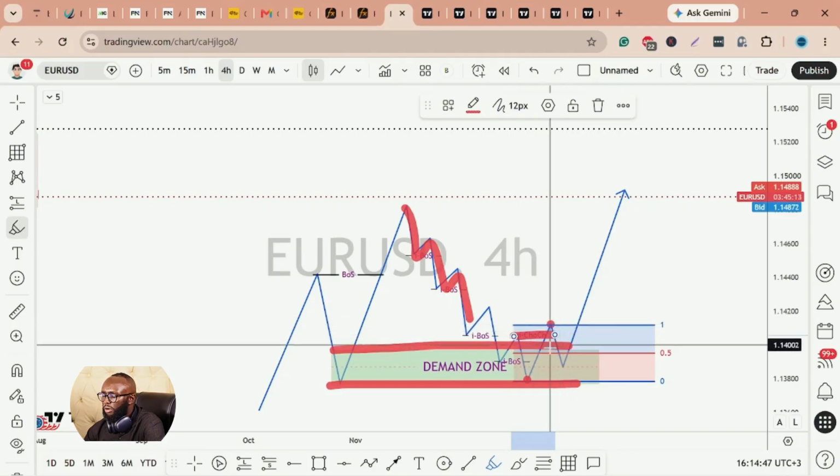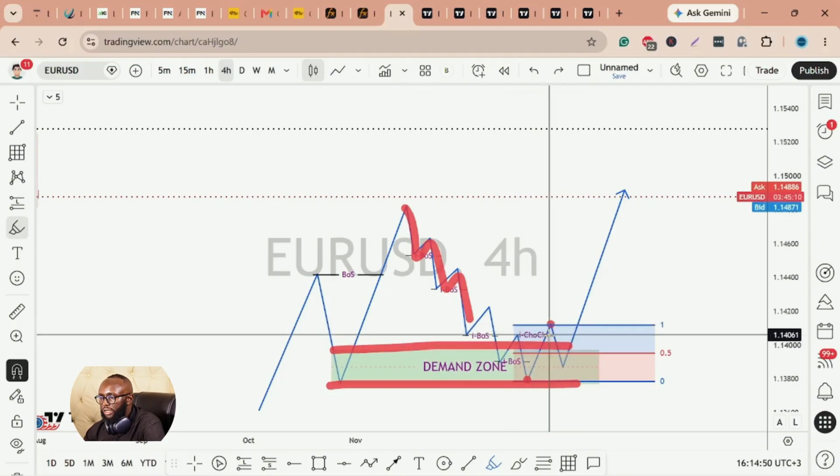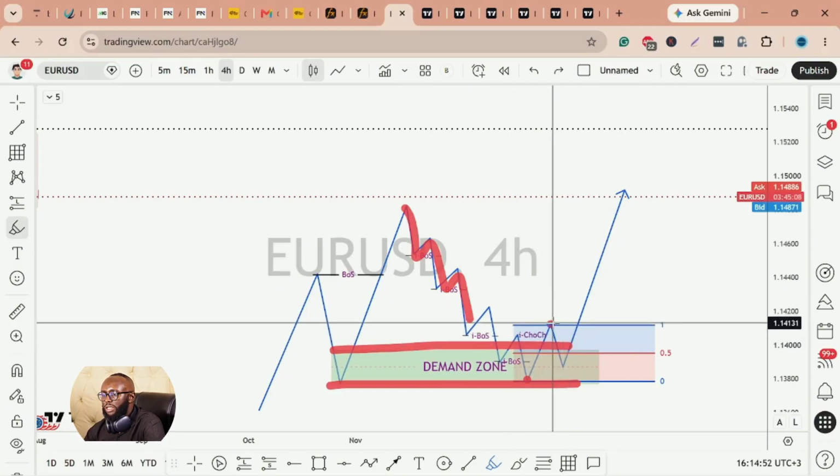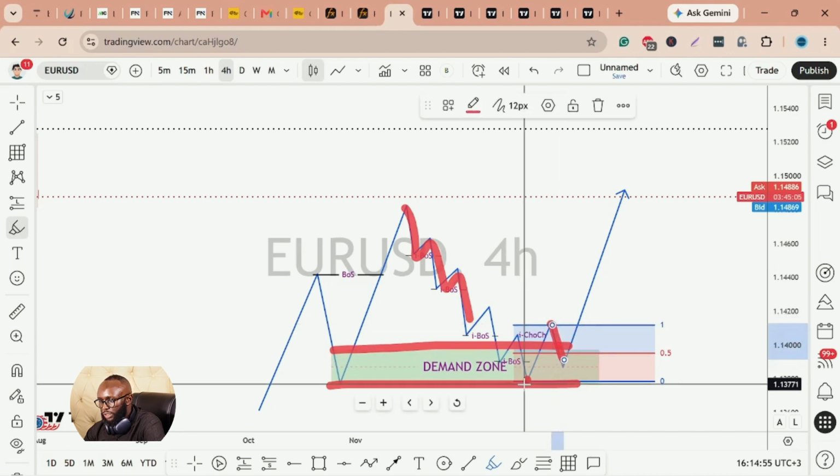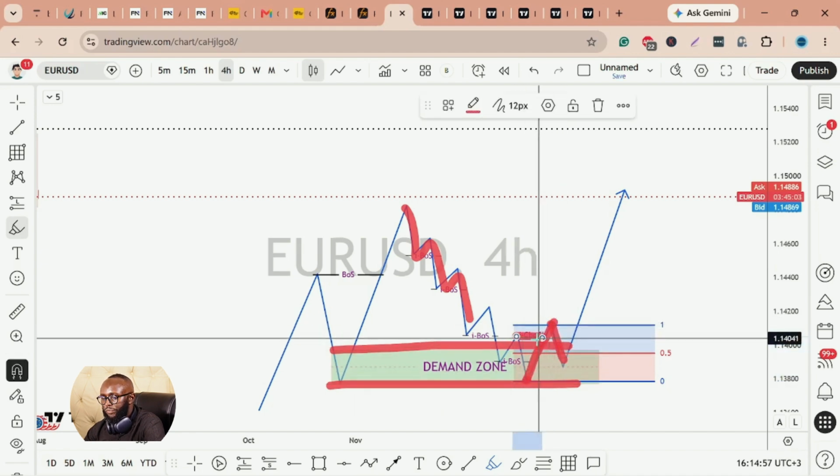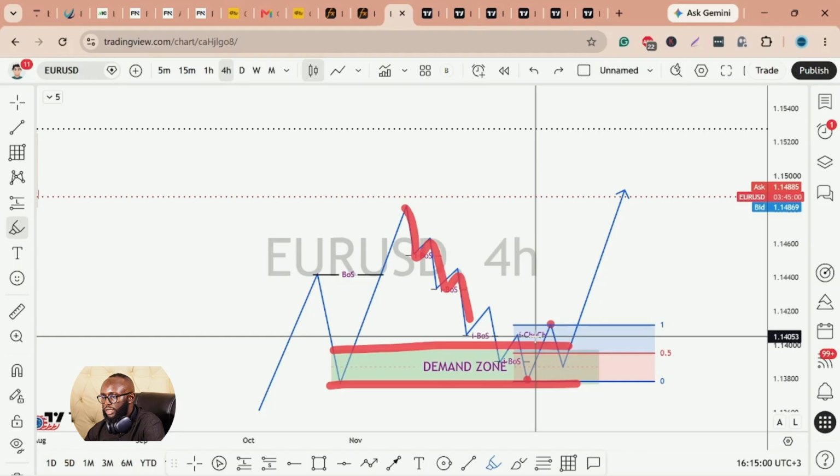I'd be trading more of a breakout, which is not ideal with my trading style. I want to see the market pull back again after doing this break of the change of character. Now, after the change of character, there are 2 points that I need to identify.